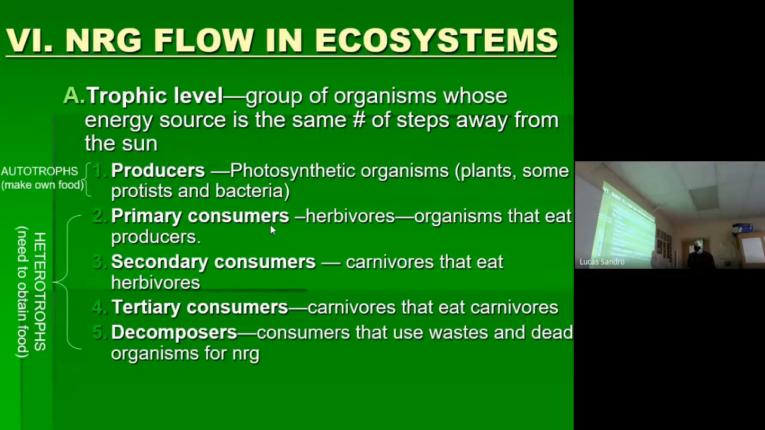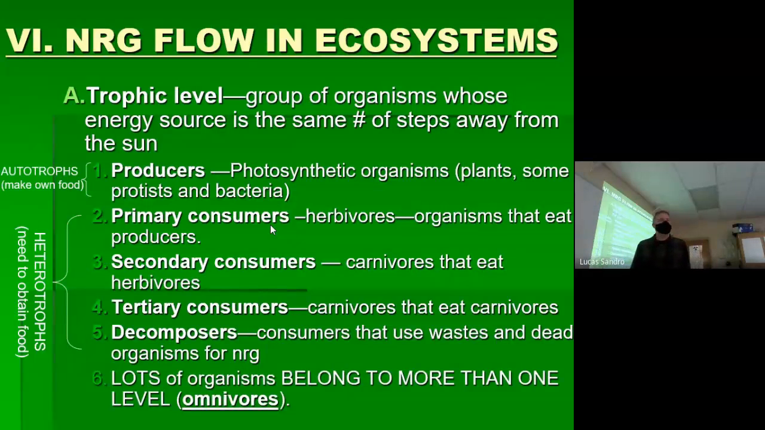Then we talked about food webs briefly, and then trophic levels, primary, secondary, and tertiary consumers feeding off of producers, and then decomposers and omnivores not quite fitting into any of the categories. Questions so far?